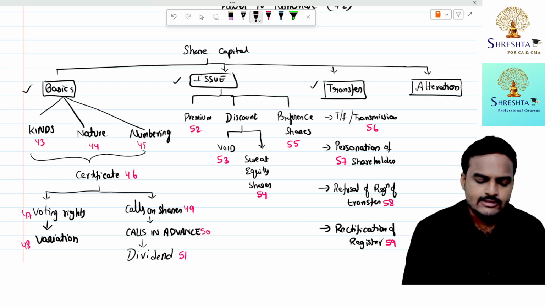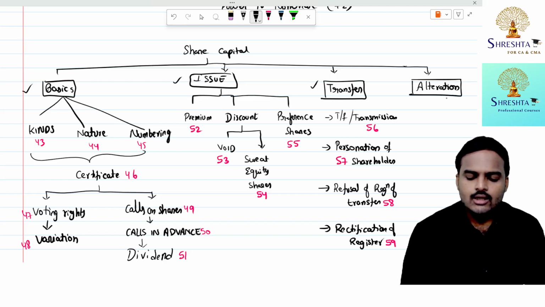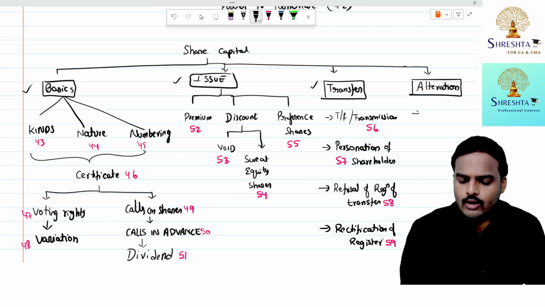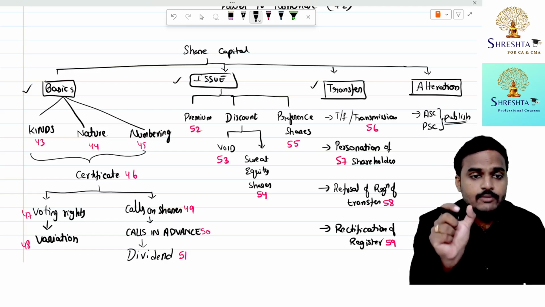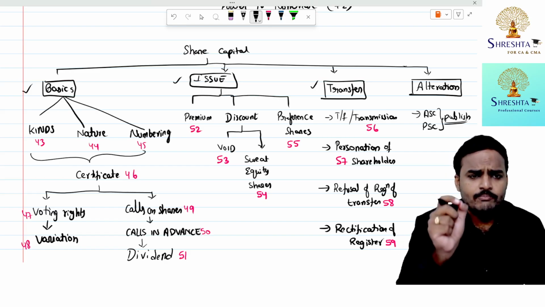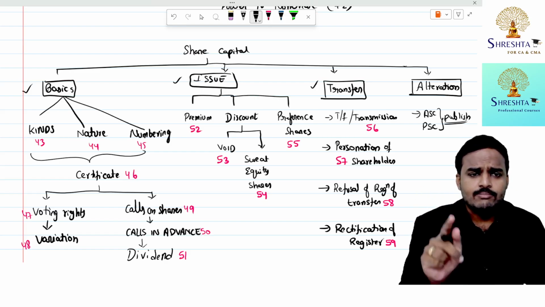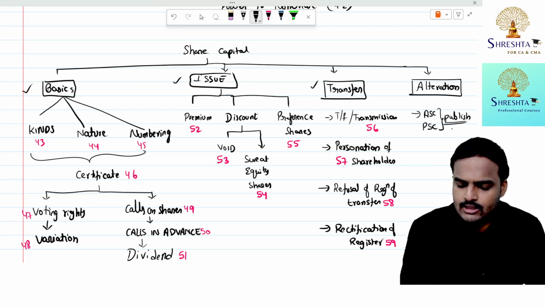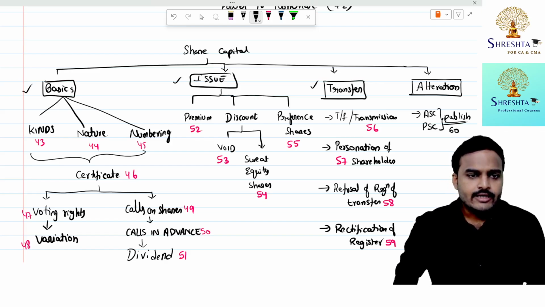So yes, total 4 branches: basics, issue, transfer, alteration. First one, before alteration, whatever authorized share capital you are having, and whatever paid up share capital you are having, you need to publish on official documents. Wherever you are publishing authorized share capital, along with authorized share capital, you need to publish paid up share capital. That's section number 60. Next one, alteration.